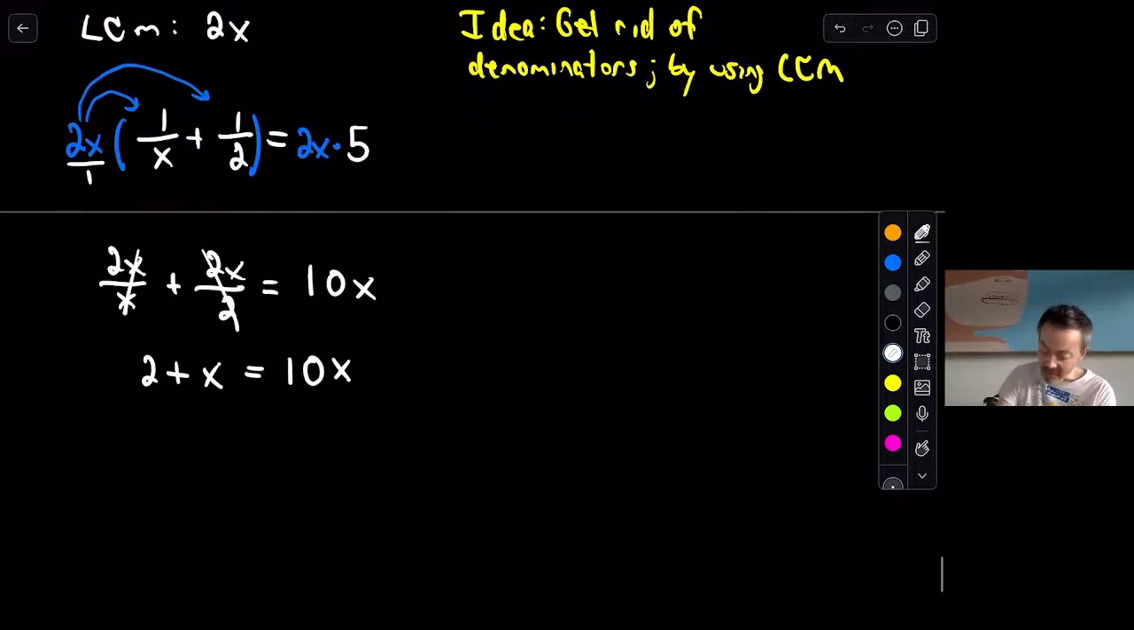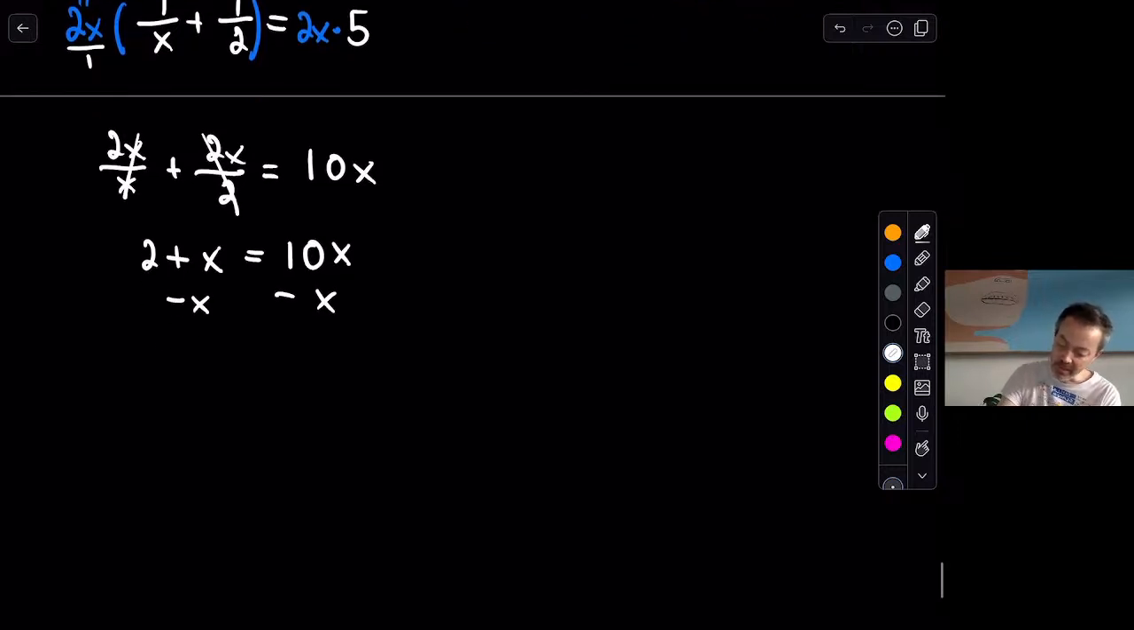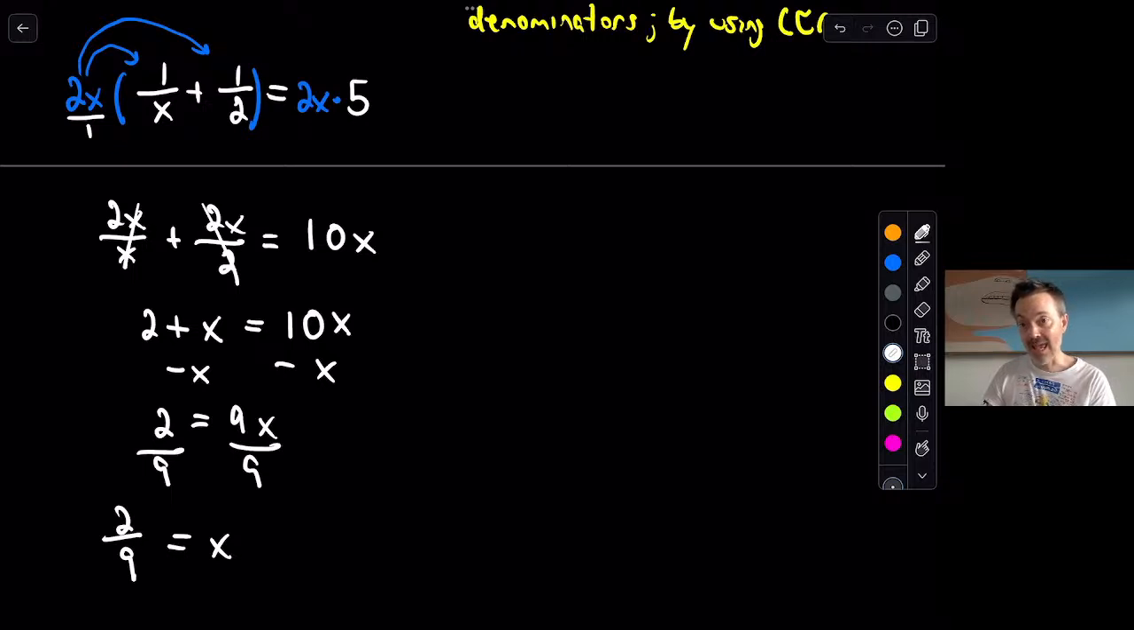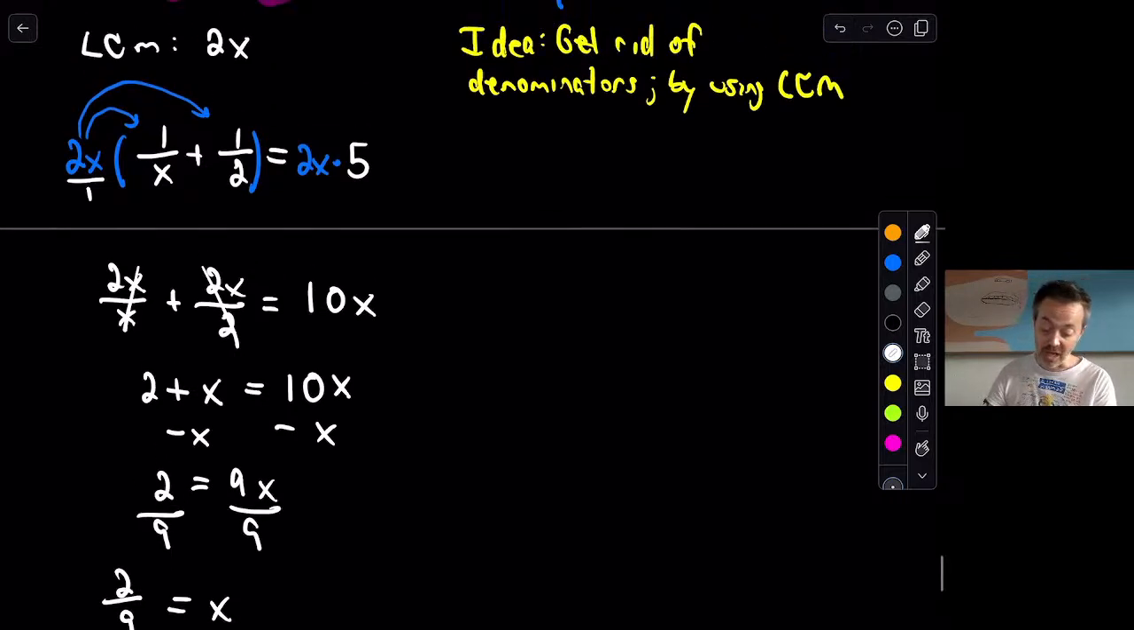Well, now all I have to do is, I've just got a linear equation. I can subtract x from both sides. So I have 2 equals 9x. And if I divide both sides by 9, I'm going to get my solution of x equals 2/9. And of course, you could always go back and check that that is correct. And hopefully that is correct, because you'll get 9/2 plus a half, which is going to be 5. Okay, so hey, that looks good. So all we're doing is just getting rid of denominators.